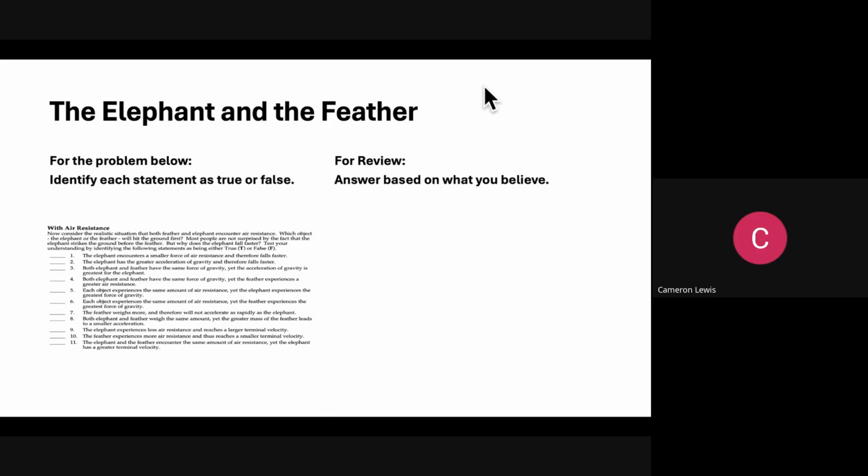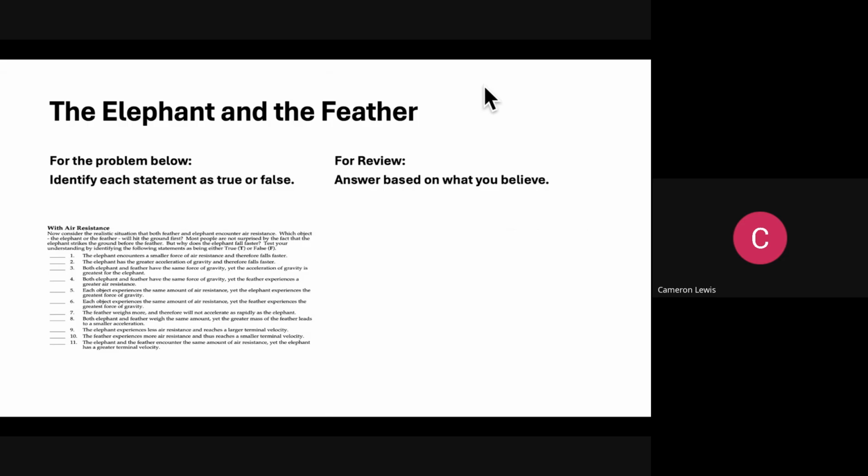Okay. The elephant experiences less air resistance and reaches a larger terminal velocity. False. Okay. The feather experiences more air resistance, thus reaches a smaller terminal velocity. I don't even understand the question. What gets more air resistance, the feather or the elephant? I honestly don't know. I put true for the first one. If you answer false for the first one, you have to answer true for this one. But I answered true, so I guess I'm just going to put false.